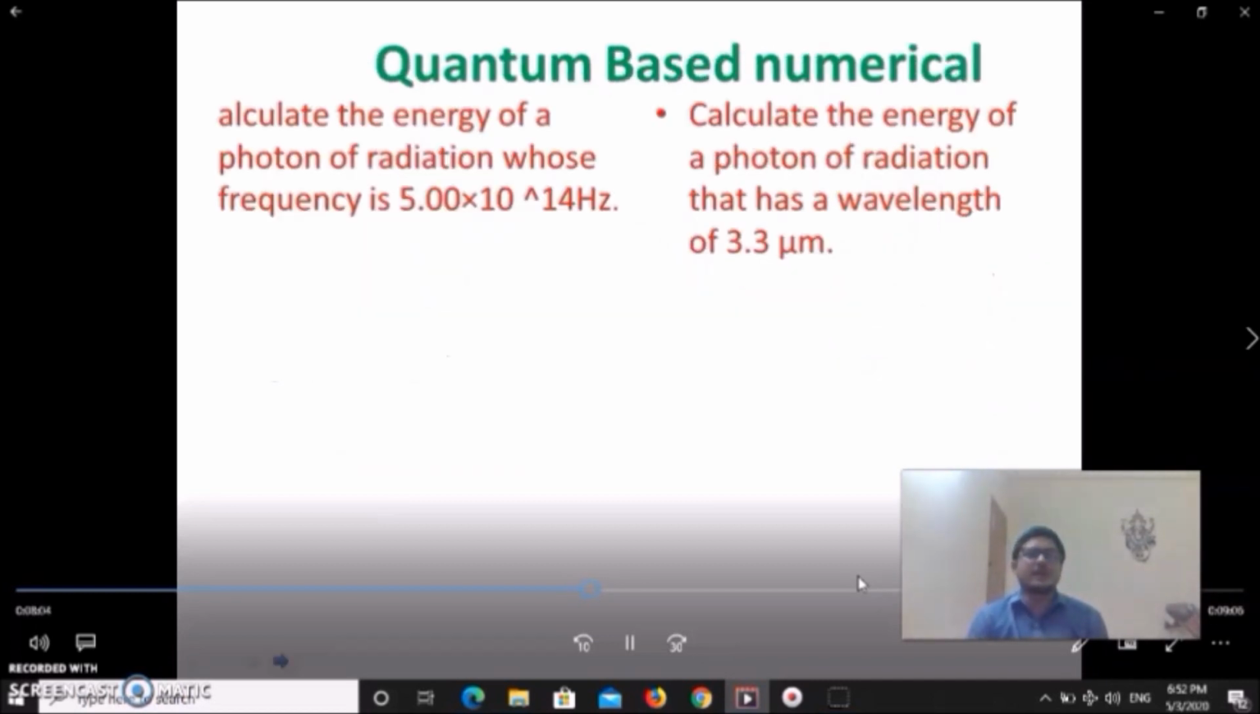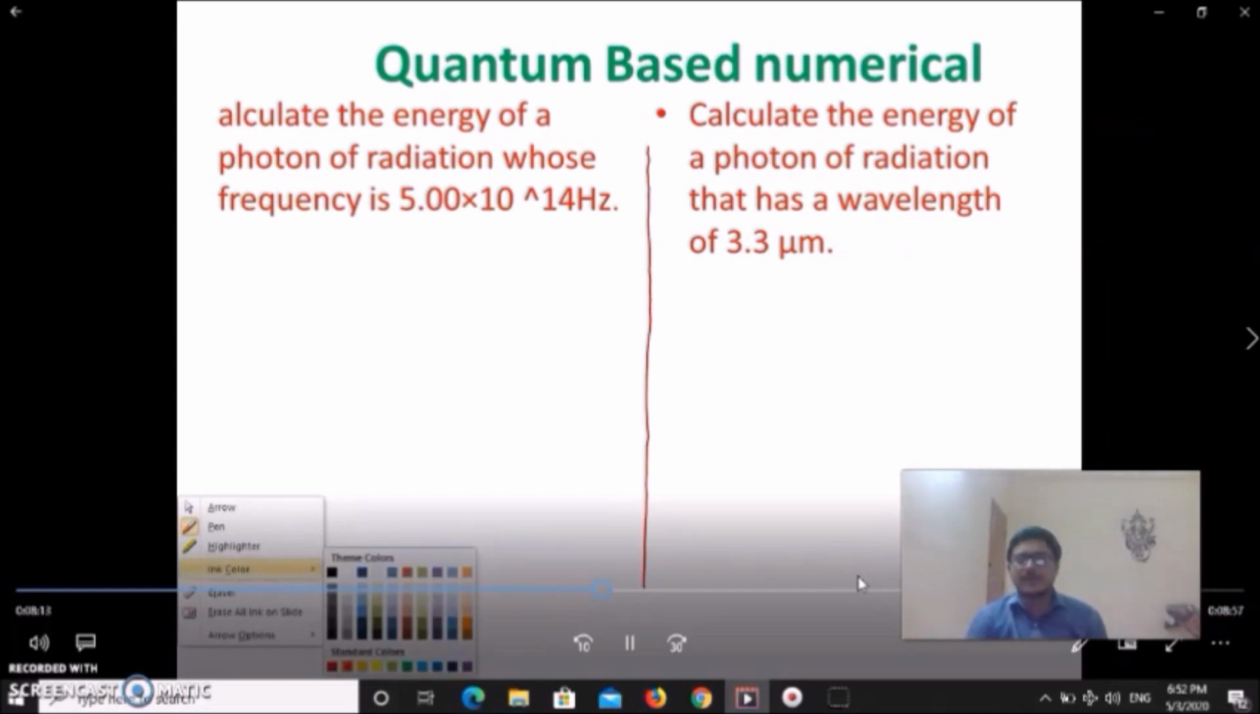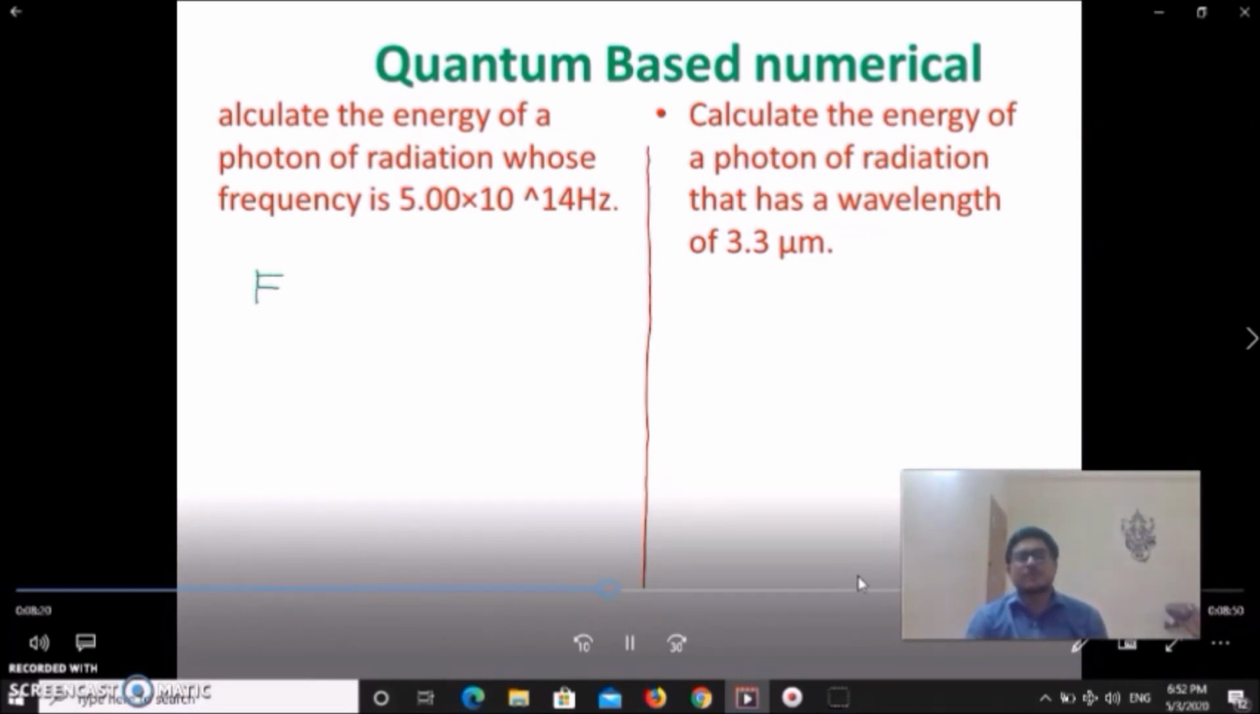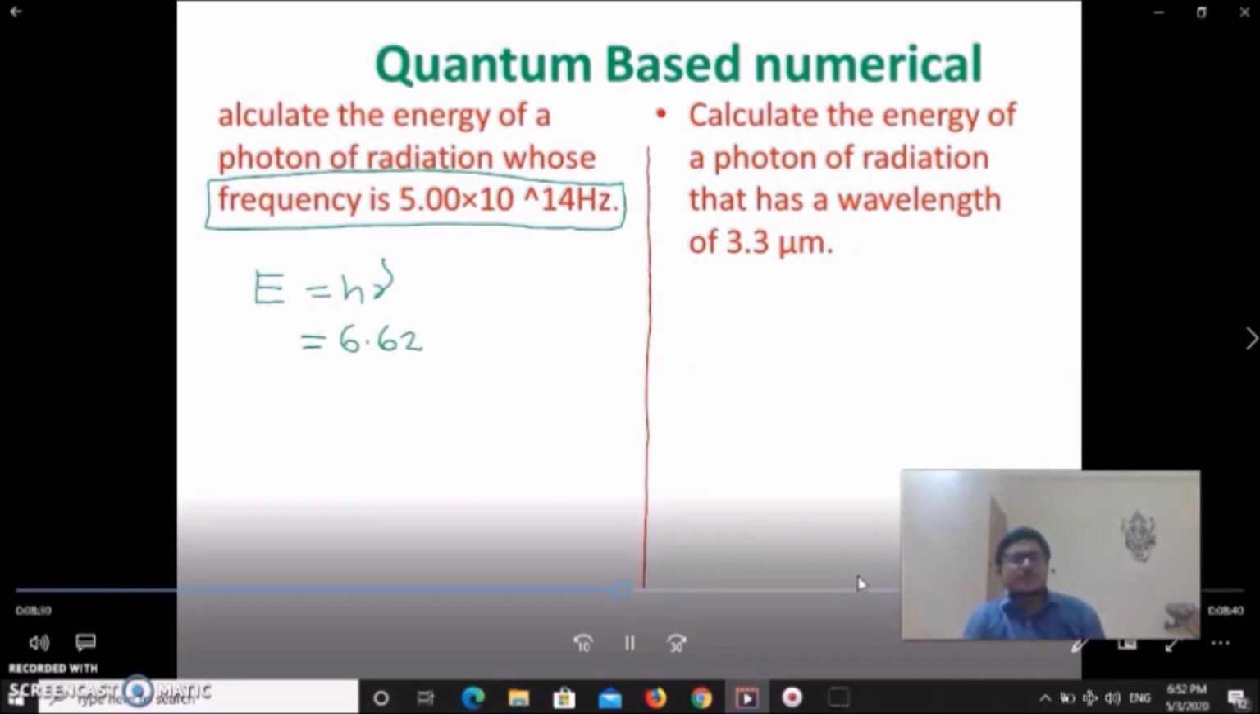No doubt it's a historical discovery. We can solve some numerical problems based on this formula. It's very easy, hardly 2 or 3 lines. Let's solve. In the first question, light frequency is given as 5 into 10 to the power 14 Hertz. So let's calculate energy. E equals h nu. We know h equals 6.626 into 10 to the power minus 34 joule second.